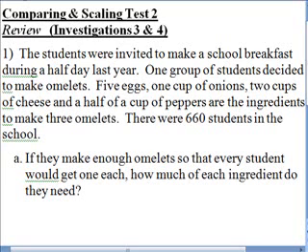last year. One group of students decided to make omelets. 5 eggs, 1 cup of onions, 2 cups of cheese, and a half cup of peppers are the ingredients to make 3 omelets. That word 3 is very important. There were 660 students in the school. And A is asking if they make enough omelets so that every student would each get 1, how much of each ingredient do they need?